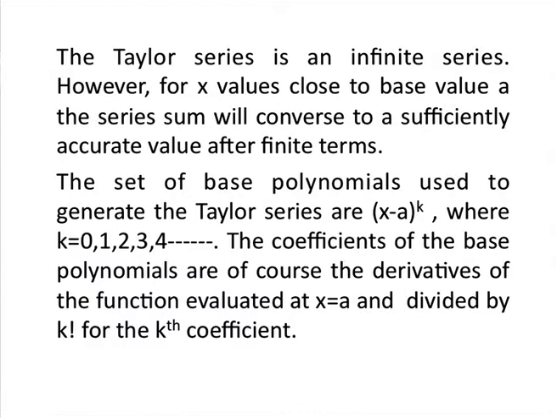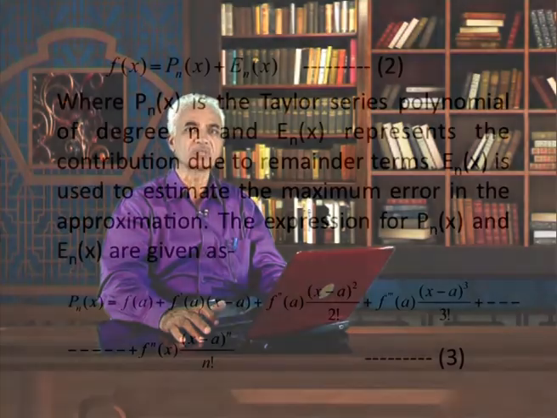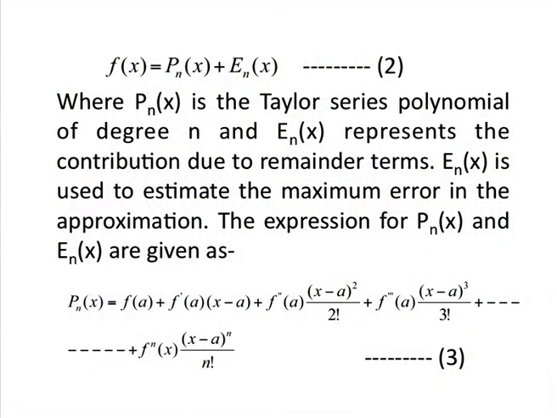You can observe that in the Taylor series, the base polynomial used is (x minus a) raised to k, where k is 0, 1, 2, 3, 4, 5, etc. And of course, the coefficients are the kth derivative divided by factorial k for the kth coefficient. The infinite series cannot be calculated. So, what do we have to do? We have to truncate the series after a finite number of terms.